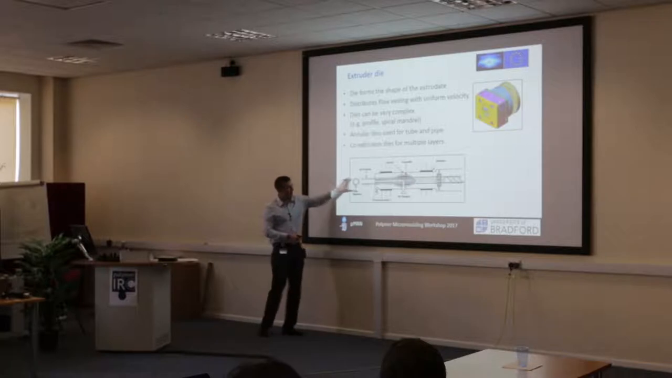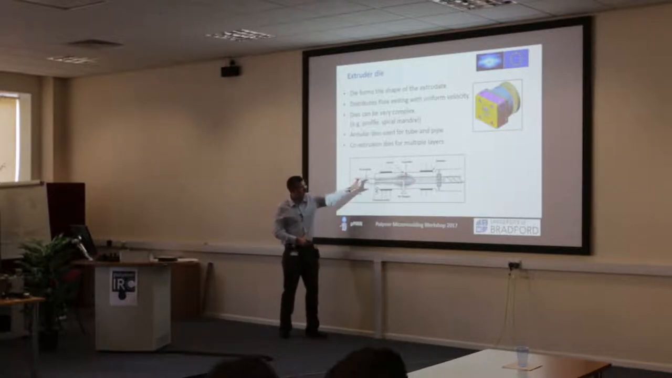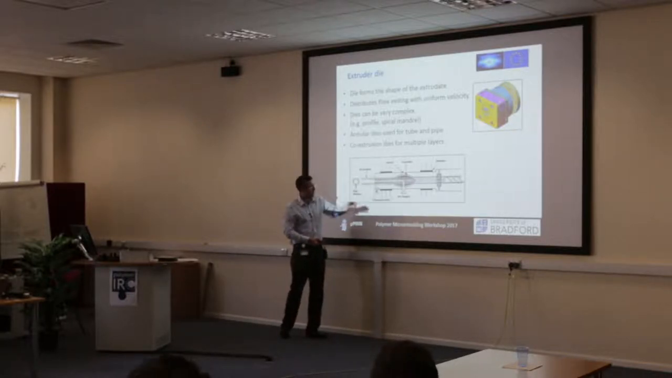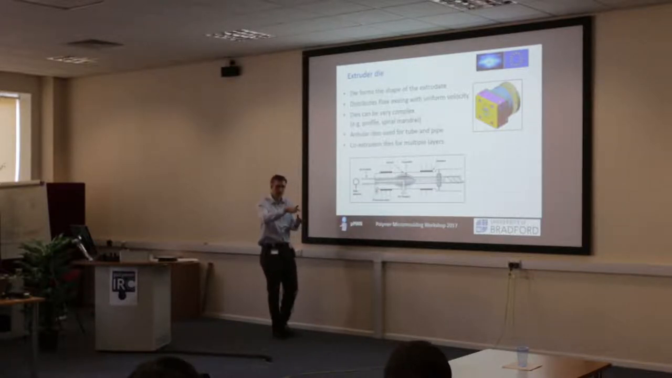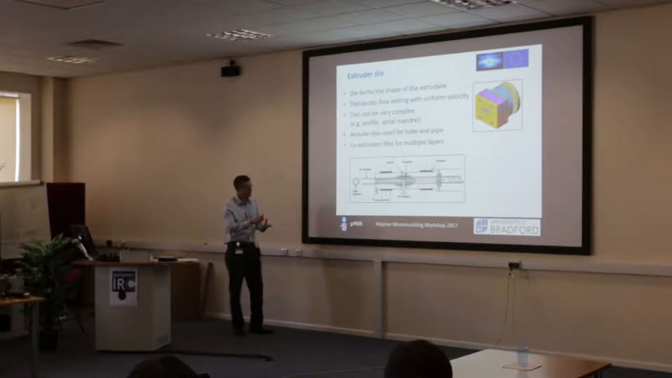And we can also have a vacuum bath as well. We can pass it through a calibration bath where we put a vacuum outside of it as well. So adding a positive pressure inside the tube and a vacuum on the outside to maintain the shape of the tube or the pipe.